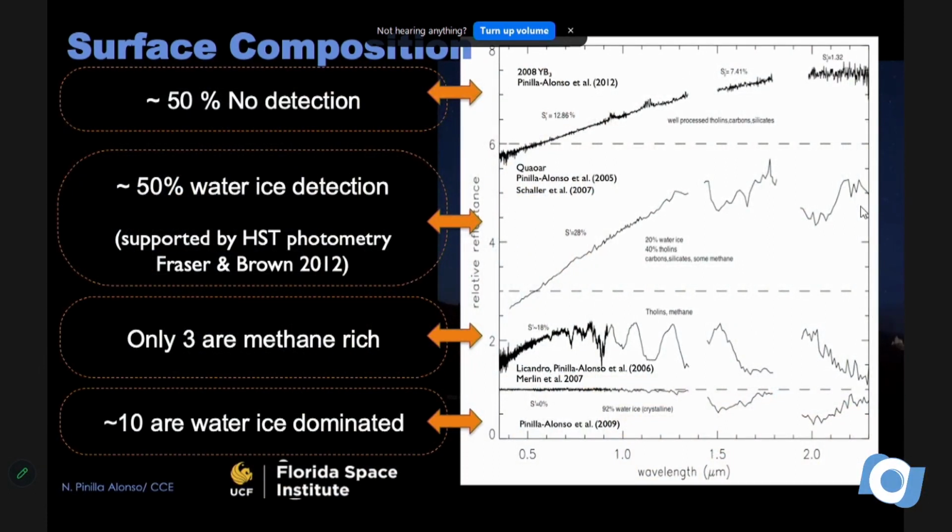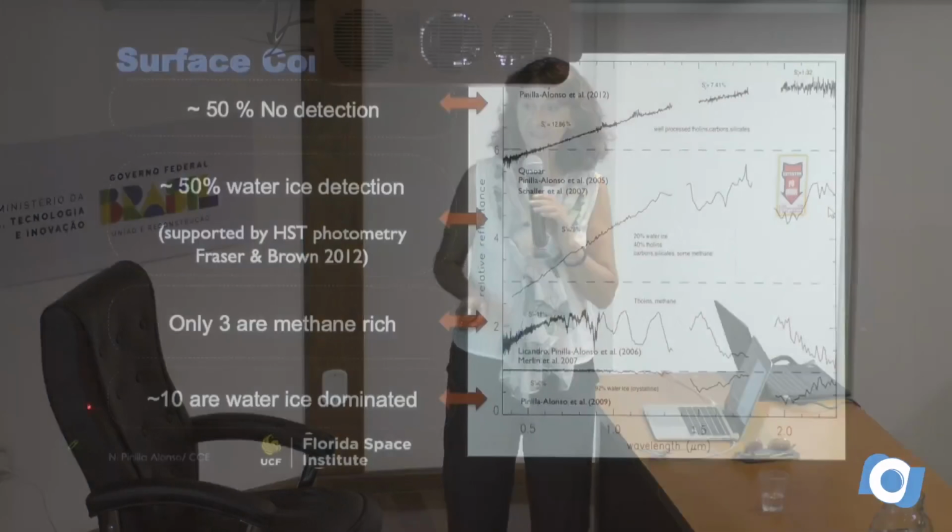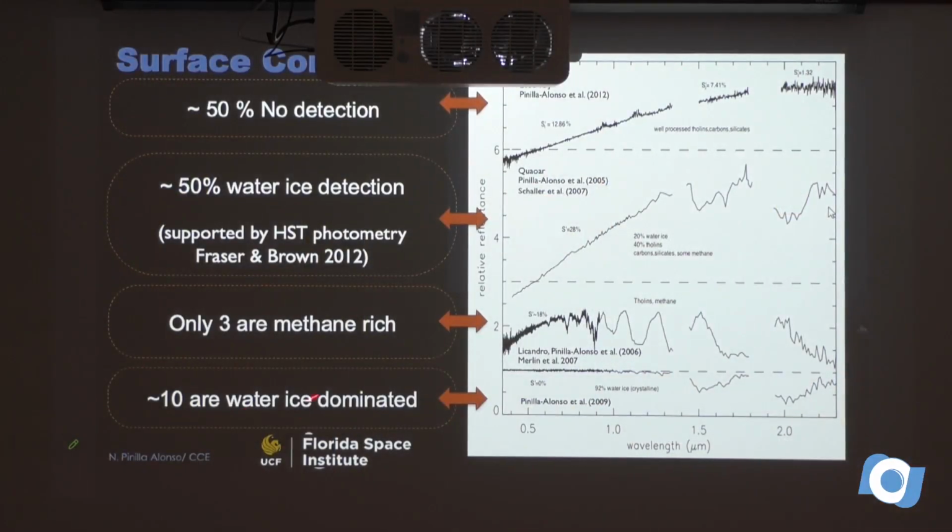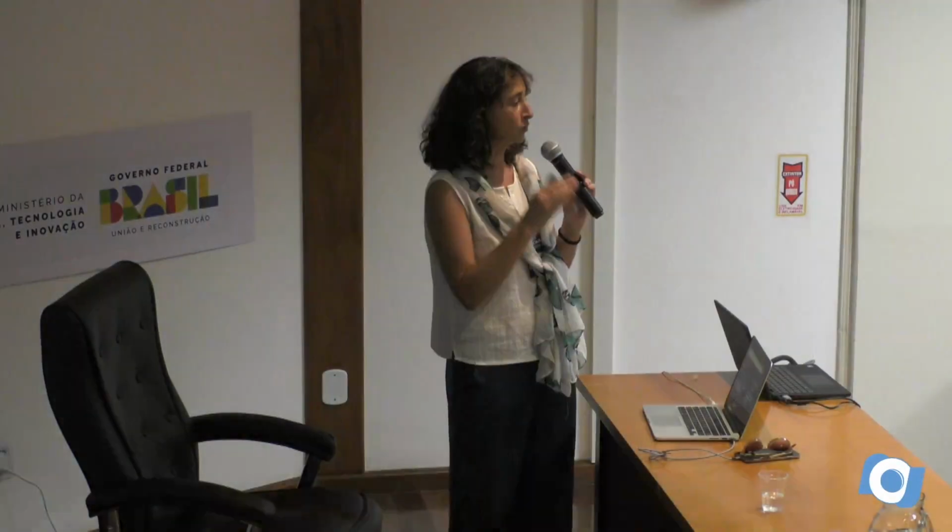Of this sample of like 30 or 40 TNOs, we only have 3 of them that are methane rich. The 3 dwarf planets, Pluto, Eris, and Makemake, the only ones. And of these, there are only 10 that are water ice dominated, as Haumea is the dwarf planet that I showed, and the other objects that are water ice rich, they are dynamically related to this body, to Haumea, up to the point that the hypothesis says that this is a collisional family. So they all would come from the same parent body, and that's why they are water ice rich.